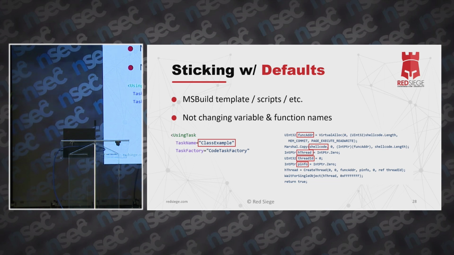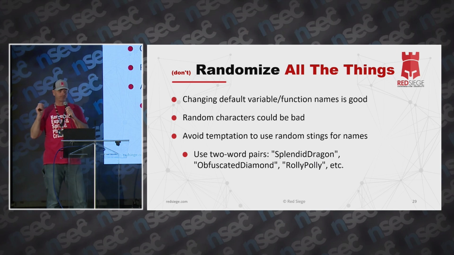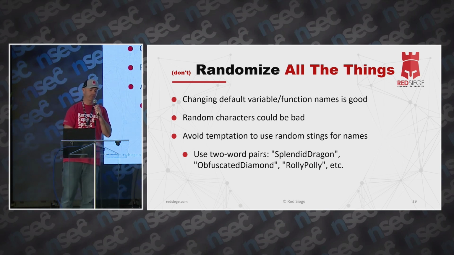These three on their own might not be suspicious. But in the context of an XML file being loaded by MS build, that may be suspicious. So not changing these variables could be something that gets you detected. So you're like, all right, let's just use some random value for that. We'll just put that in. Well, that is also a problem.